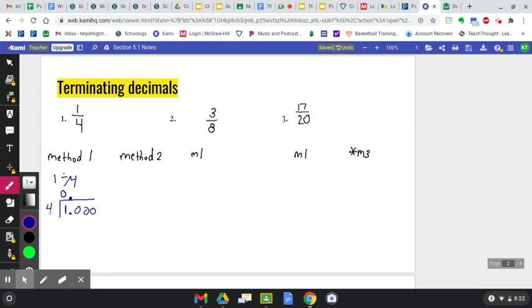So then I'm going to say, well, how many times does 4 go into 10? And that goes in there twice, right? 2 times 4 is 8, right? Drop that down, right? We subtract there. That's 2, drop the 0. 4 goes into 20 5 times, right? 5 times 4 is 20, and there's my remainder of 0, right?